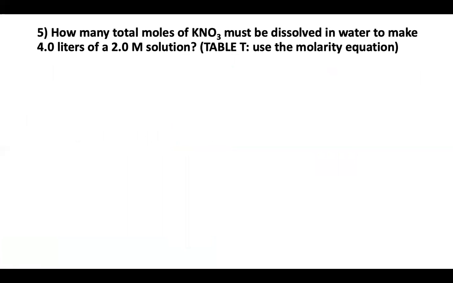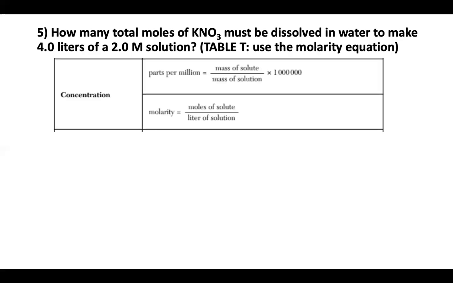So how many total moles of KNO3 must be dissolved in water to make 4 liters of a 2 molar solution? We're going to have to use Table T here to get our molarity equation. So make sure you're doing that. Let's take a look. There it is. It's underneath concentration, and the word molarity is what we're using. So molarity is going to be the strength of a solution. So we are going to need to have the moles of the solute over the liters of solution.